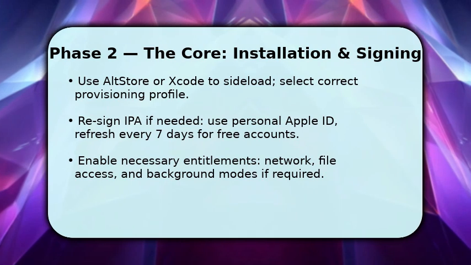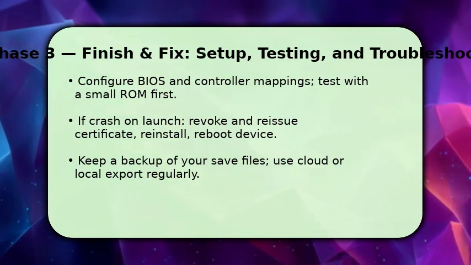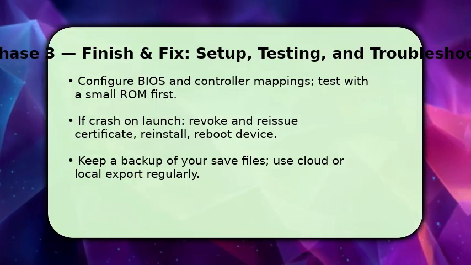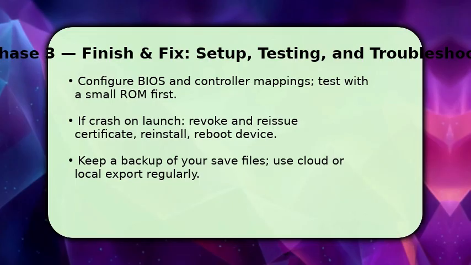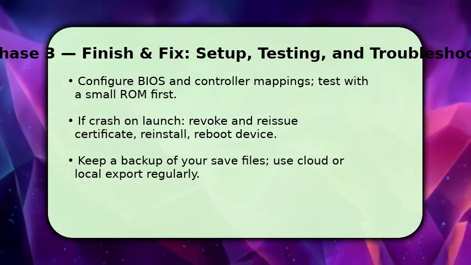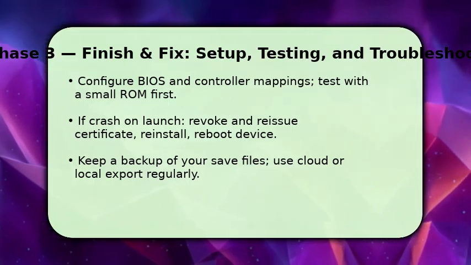Finish by configuring Delta settings, adjust BIOS, performance profiles, and controller mappings, then test with a small ROM to validate stability. If the app crashes on launch, revoke the certificate in your Apple ID settings, re-sign the IPA, reinstall, and reboot the device. This fixes most signing conflicts.